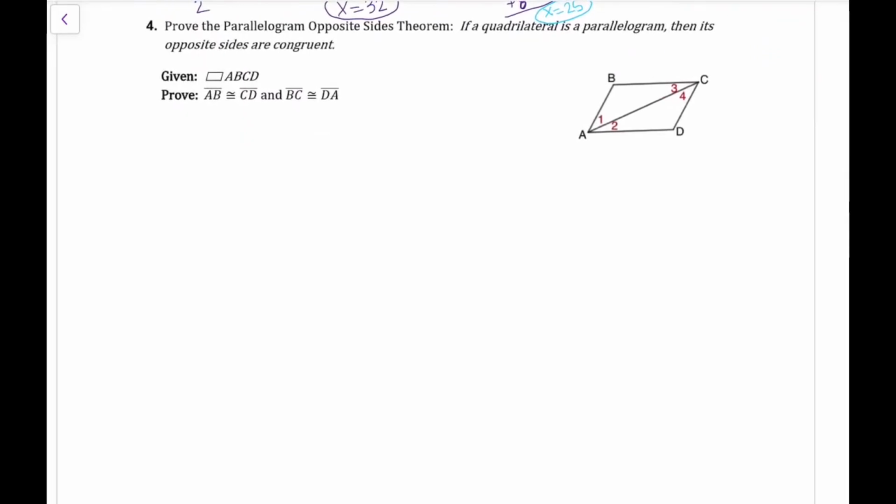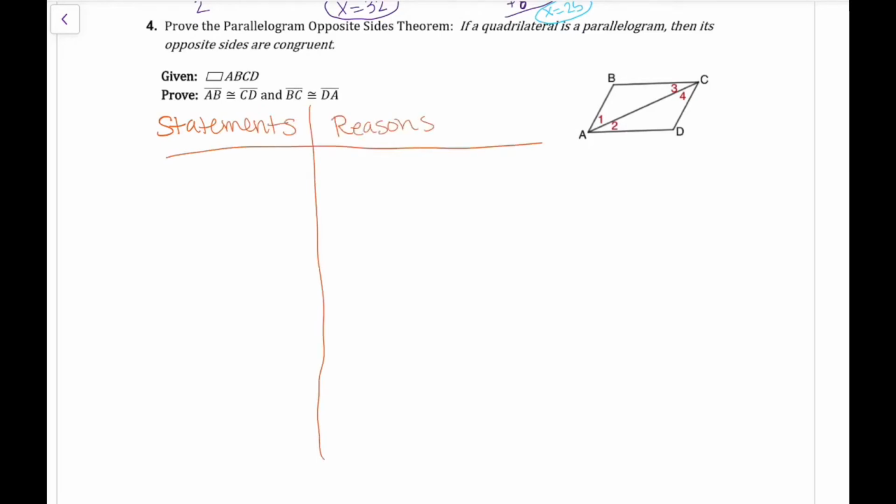On example 4, I'm going to do a proof. I'm going to prove the parallelogram opposite sides theorem. So if a quadrilateral is a parallelogram, then its opposite sides are congruent. We're going to do a two-column proof today. We have our statements and reasons. So we start with the given information. We have parallelogram ABCD, and the reason we have that is given.